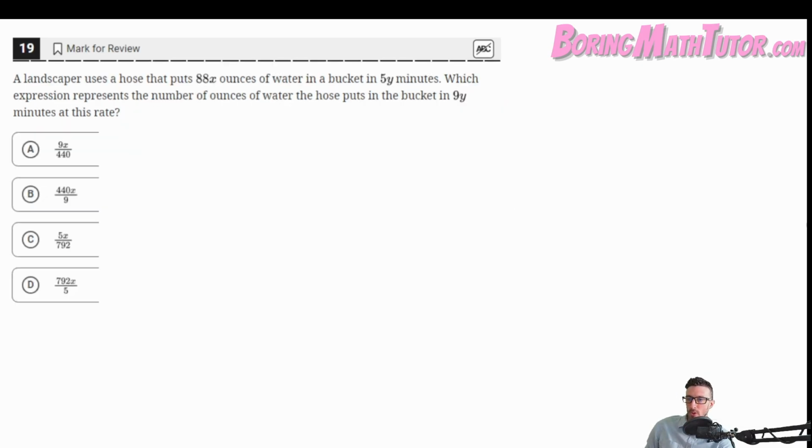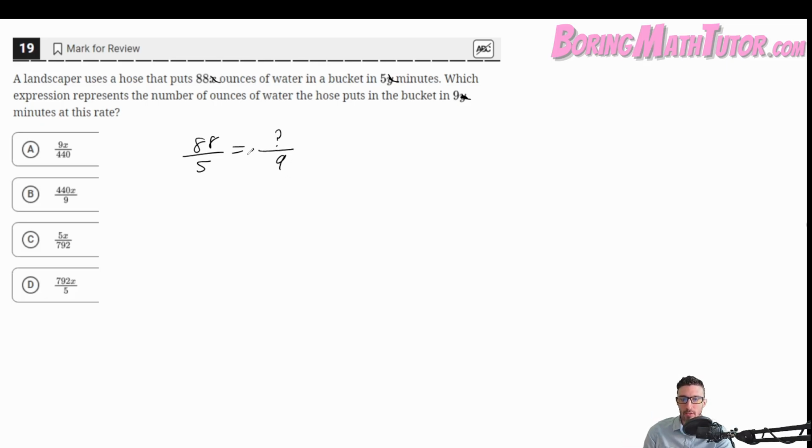All right, this problem is a little hard to wrap your head around because of all these variables. So imagine if these variables weren't there. Just pretend that it was saying that we're going to put 88 ounces of water in a bucket in 5 minutes. Well, then how many ounces of water would the hose put in a bucket in 9 minutes? Well, how would you do that? You would just set up a proportion where you say 88 over 5 is equal to some mystery number over 9.